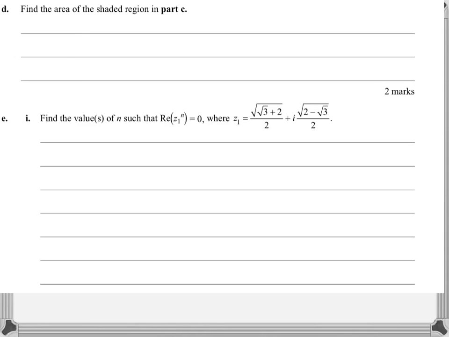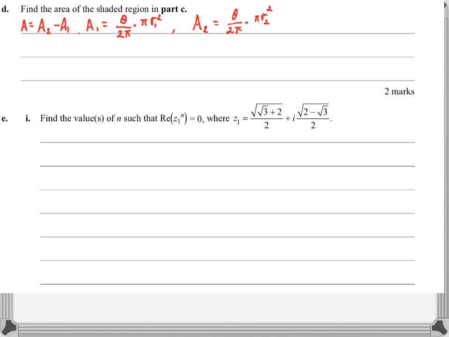The next part looks at finding the area of the shaded region. The shaded region was found by the subtraction of two sectors. The area of a sector is given by this rule: you take the angle of the sector as a fraction of 2 pi or 360 degrees, times the area of a circle. And we've got two of them.